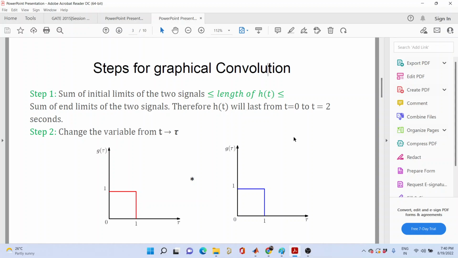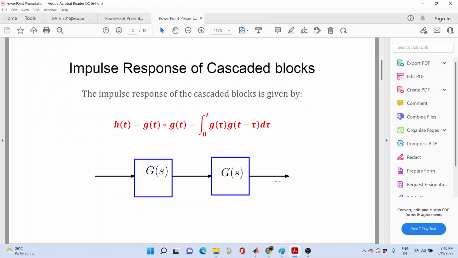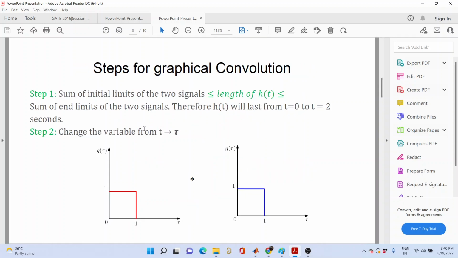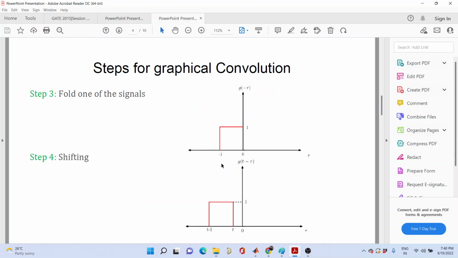Now, what have you seen in the expression? The expression says g(tau), g(t minus tau). So the variable over here is tau. What we do in the next step is we change the variable from t to tau. You see in the curve, I have changed the variable t to tau, and these are the curves for g(tau).